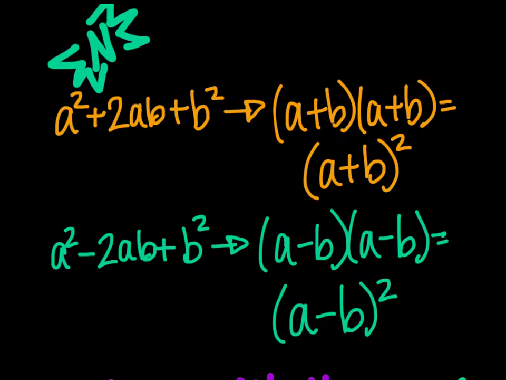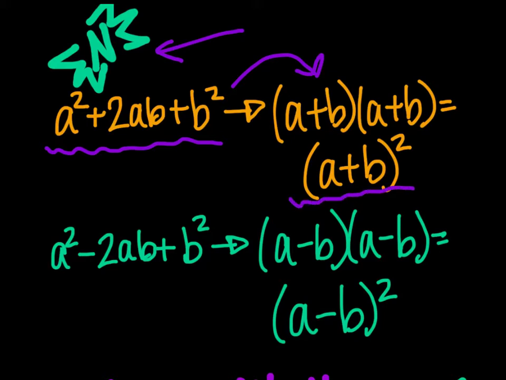This is also on your notes page. a squared plus 2ab plus b squared, that is the format we came up with after we did our FOIL technique. And this is how we can factor it. a squared plus 2ab plus b squared factors out to be a plus b times a plus b, which is equal to a plus b squared. It's in your notes. Please add it.